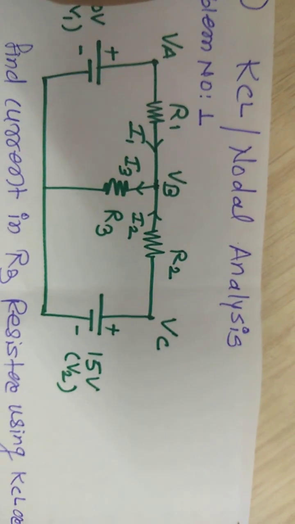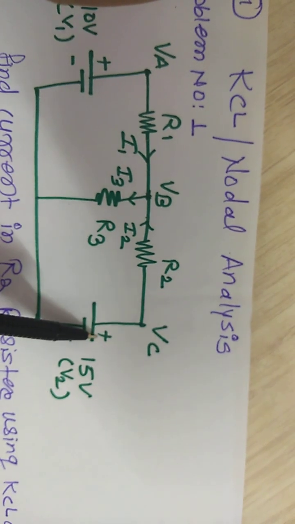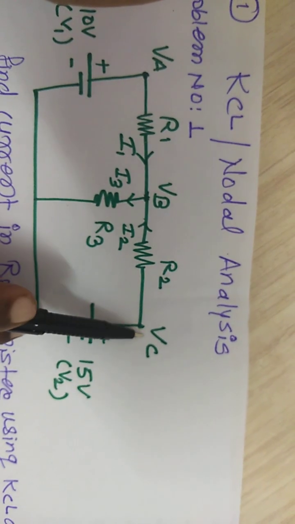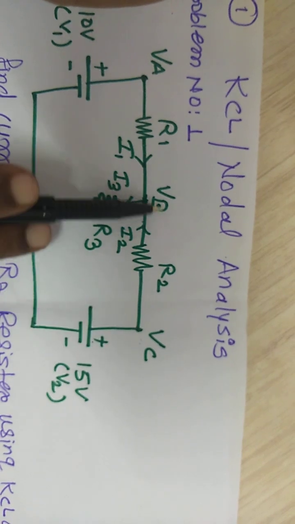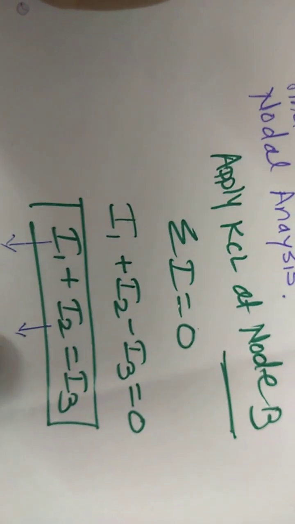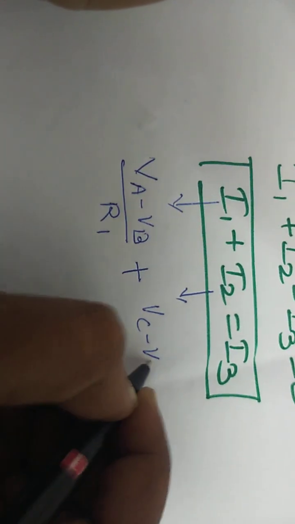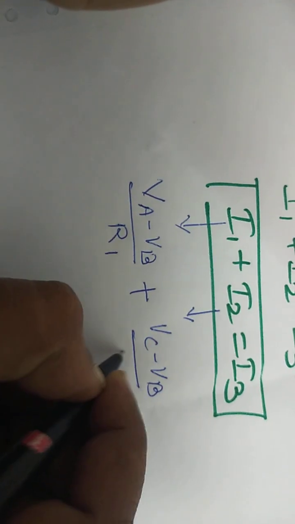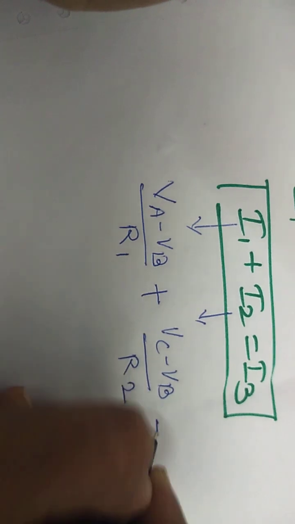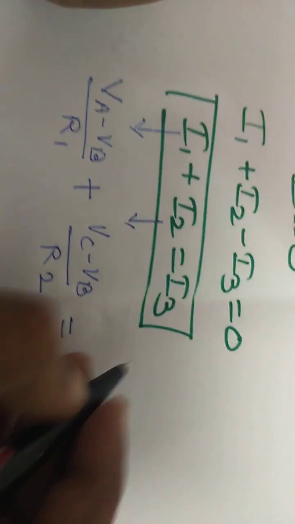Similarly we can write one equation for current I2. The I2 current is flowing due to the positive terminal of the battery, which means you have to take the equation as VC minus VB. The next equation will be VC minus VB divided by resistor R2. Now we are going to represent the current I3.